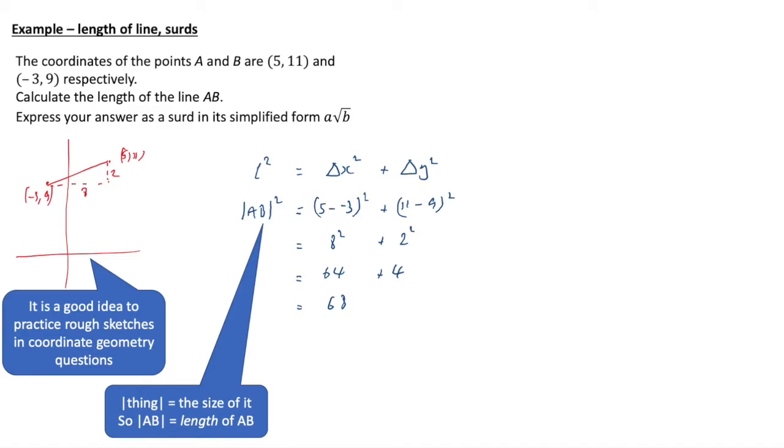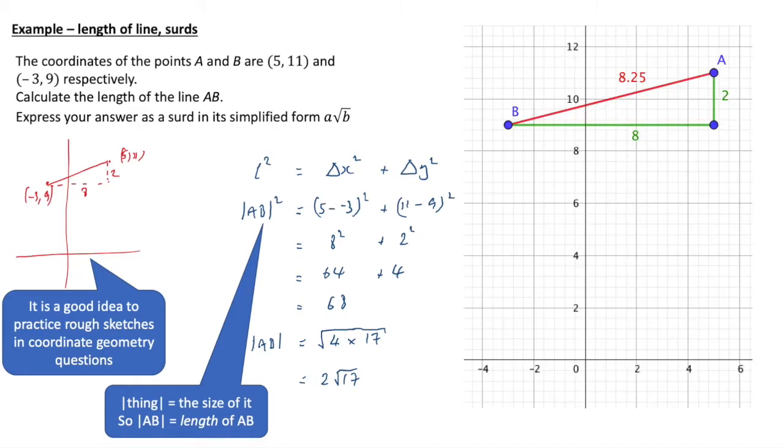Now they want it in simplified form, and notice we could have taken a square factor out before we got to 68. We will probably recognise that both 64 and 4 divide by 4, so that's going to be a factor. And in fact, we can split 68 into 4 times 17, and then the root 4 becomes 2 outside the square root. 17 is a prime number, so it can't be simplified any further, and we end up with the length of AB is 2 root 17.